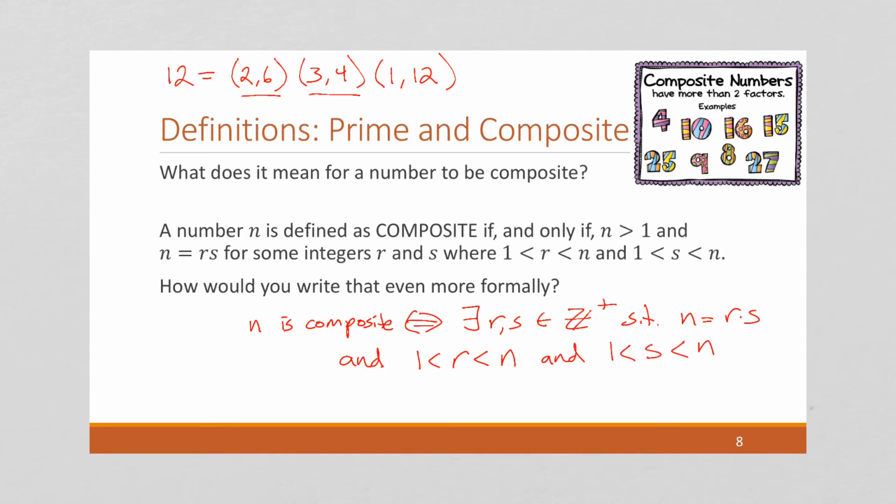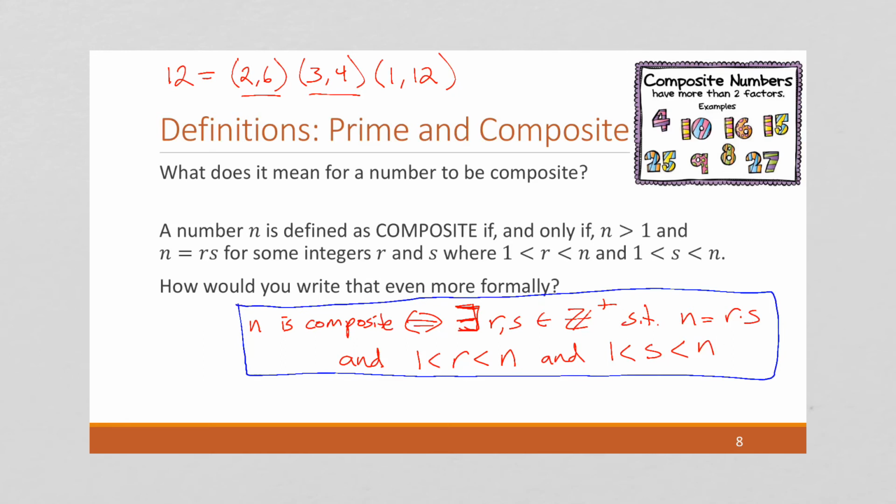Because if we didn't say that, then 1 and n itself could be the factors. So how do we distinguish that there are additional factors? Well, we say there exist numbers that are between 1 and n, such that when multiplied together, we get n. Let's look at some examples.